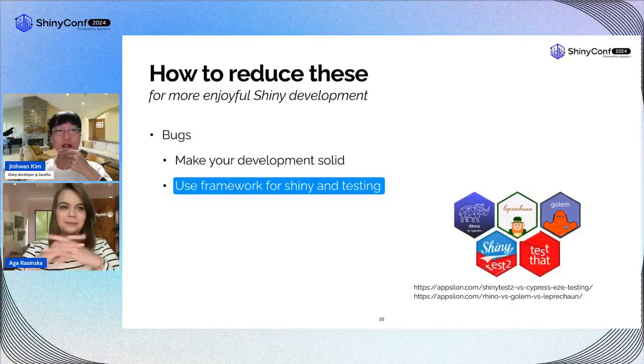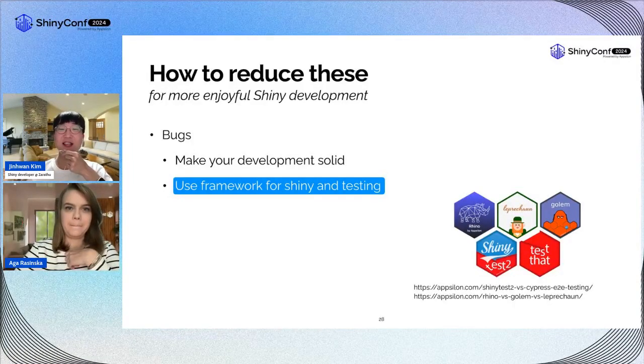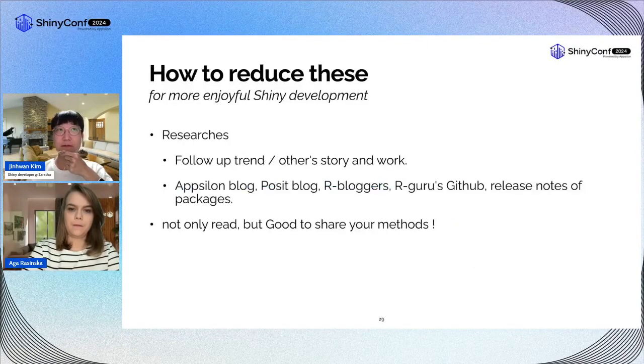And second one is fixing bugs. Actually, I strongly believe that bugs are an unavoidable destiny of a developer. However, you can reduce bugs with system checks, like using Shiny frameworks such as Rhino or Golem, or also utilizing testing frameworks like shinytest or testthat, which can be good for developers.